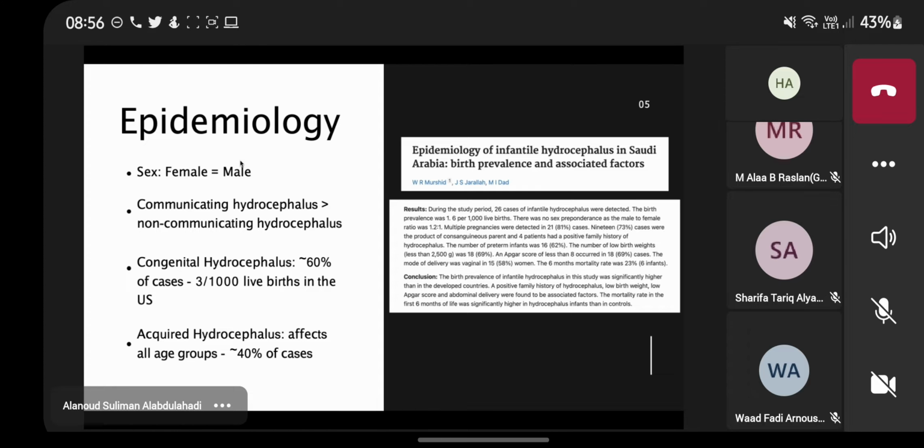Now for the epidemiology, hydrocephalus has no sex preponderance, which means that males and females are equally affected, even in Saudi Arabia. As you can see in the small study that I found here, they mentioned that it was equally affecting males and females. Now, hydrocephalus, the communicating type, is much more common than the non-communicating type, and in 60% of cases, the diagnosis of hydrocephalus is usually congenital hydrocephalus.